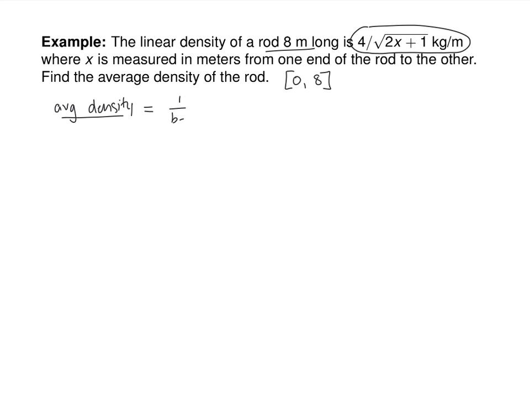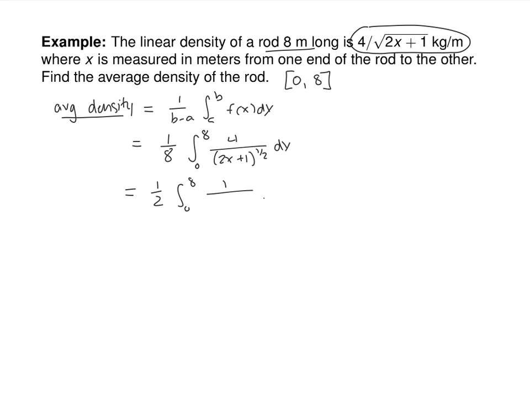So 1 over b minus a integral a to b f of x dx. So 1 over 8 integral 0 to 8, 4 over 2x plus 1 to the 1/2 dx. Let's take that 4 out and make it a half. Integral from 0 to 8, 1 over 2x plus 1 to the 1/2. Now if you can do that integral in your head and don't need to make a substitution, that's totally fine. I'm going to make a substitution just in case some people need to see that.